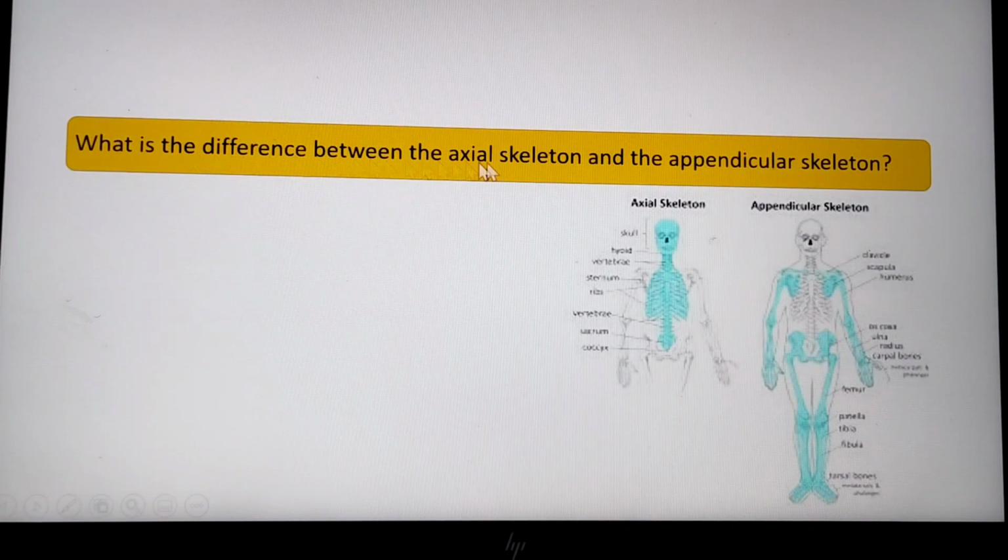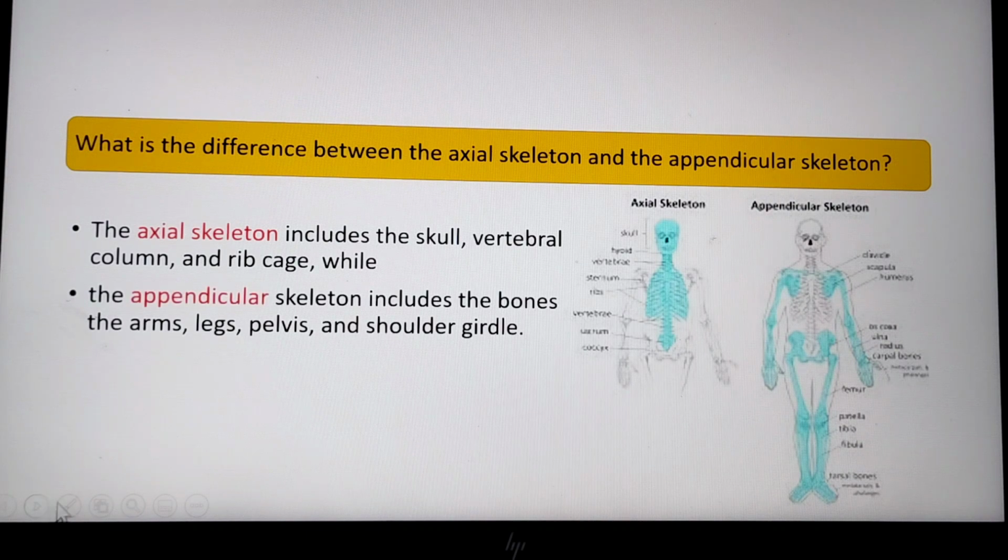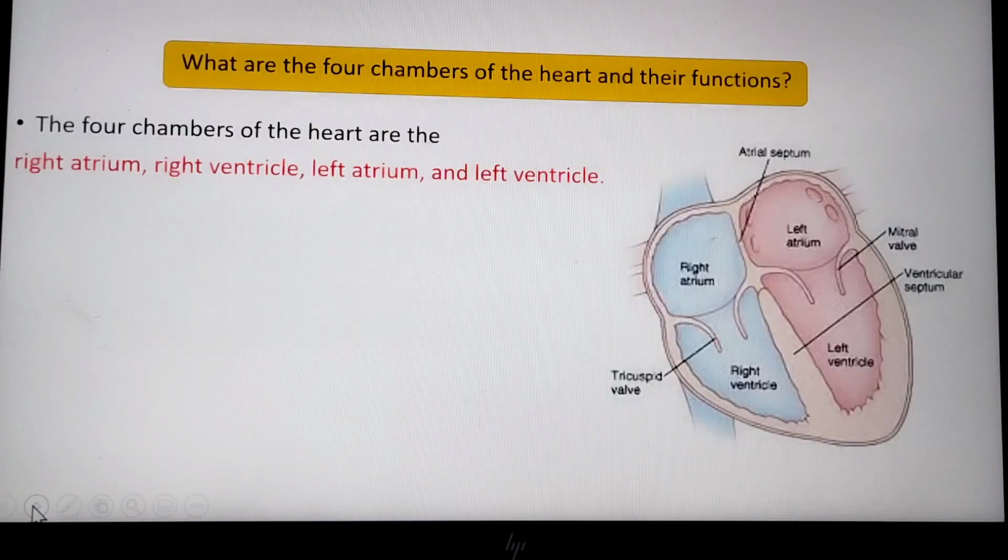Next, what is the difference between the axial skeleton and the appendicular skeleton? The axial skeleton includes the skull, vertebrae and rib cage, while the appendicular skeleton includes the bones of the arms, legs, pelvis and shoulder girdle. Here, shoulder, arms, legs and pelvic girdle. So this is the difference between the axial skeleton and the appendicular skeleton. This is very important in CPT coding of the musculoskeletal system.